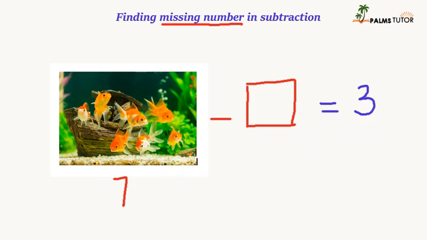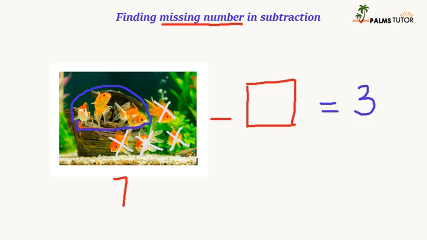We want 3 fish. Let's count. 1, 2, 3. What we want is just 3 fish. To circle it, I want just 3. How many do I need to take away from this aquarium to have 3 left? I'll take away 1, 2, 3, 4. 4 fish.